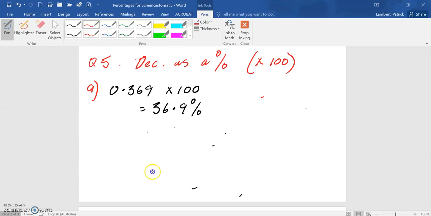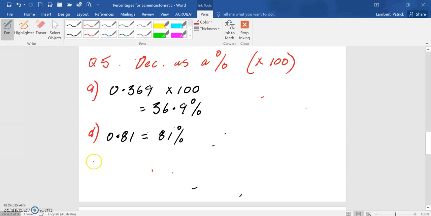Let's go to part B. No point, part B, it's pretty simple. So then that's 0.81. Right, so you're going to multiply it by 100, move the decimal point 2 places to the right, becomes 81%. Well, this is pretty straightforward.